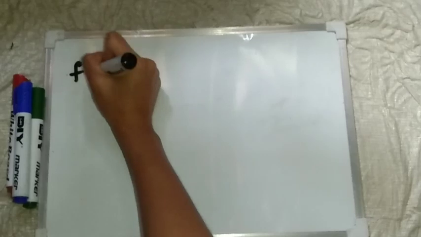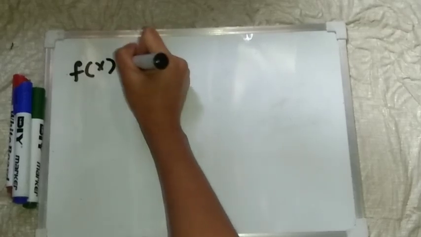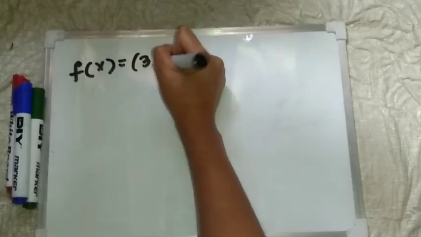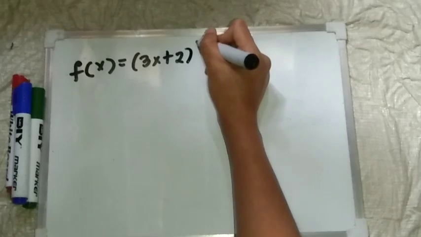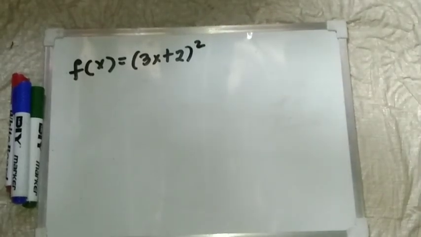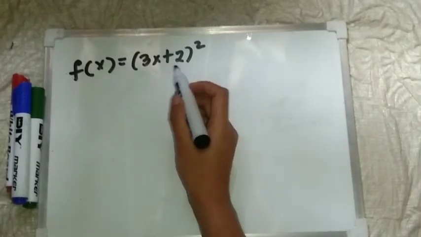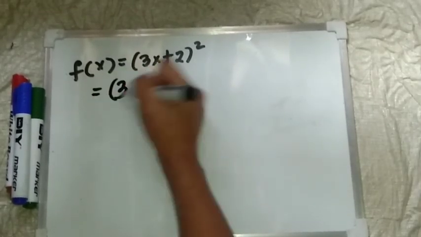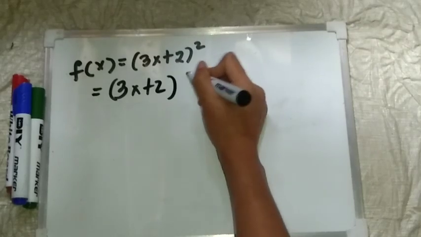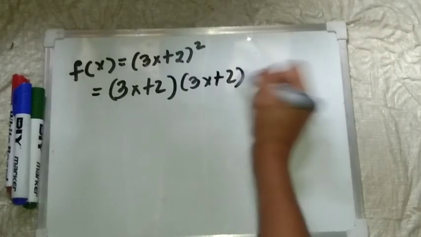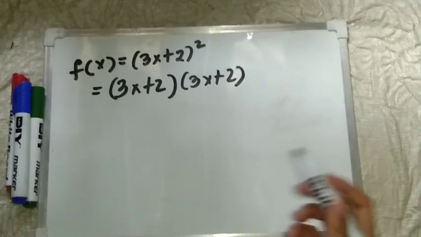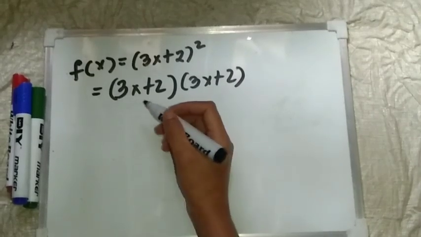So let's say we have f of x is equal to (3x plus 2) squared. So what's the first derivative of this function? First we will expand the expression, so we will write this twice. We have (3x plus 2) times (3x plus 2) since it is squared. Then we need to use the FOIL method on this expression.